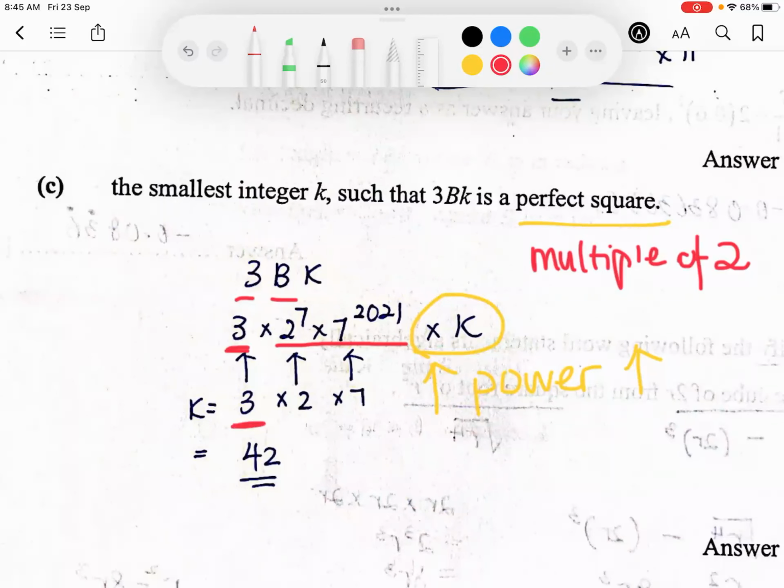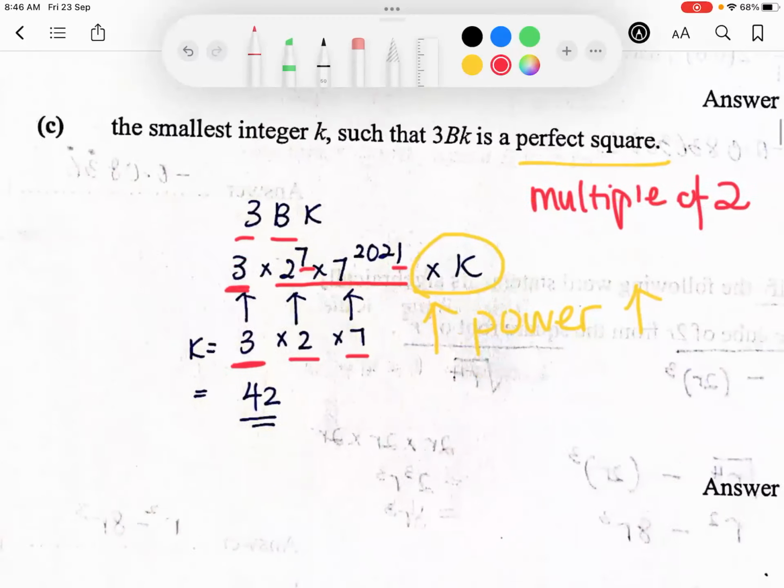This one, 2 to the power of 7, is on its own. I want to increase the power, right? I want to make it 2 to the power of 8. So I multiply one more 2 to it. And 7 to the power of 2021, so 2021 is an odd power. So I multiply one more 7 to it. Okay, so I get the number 3 times 2 times 7, which is 42. Is this okay? Right? Just highlight a little bit.